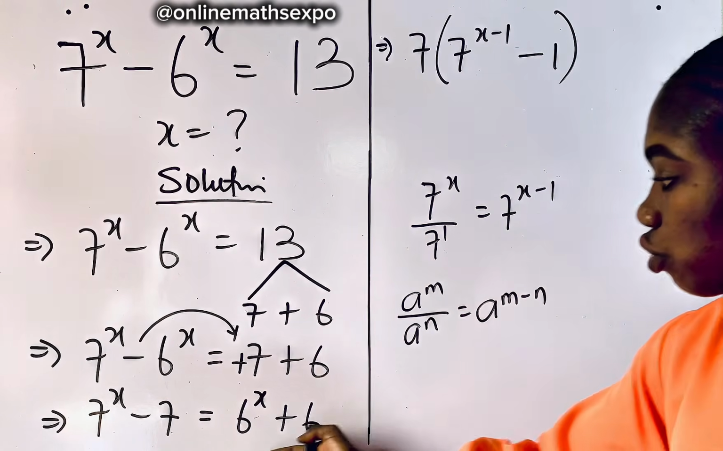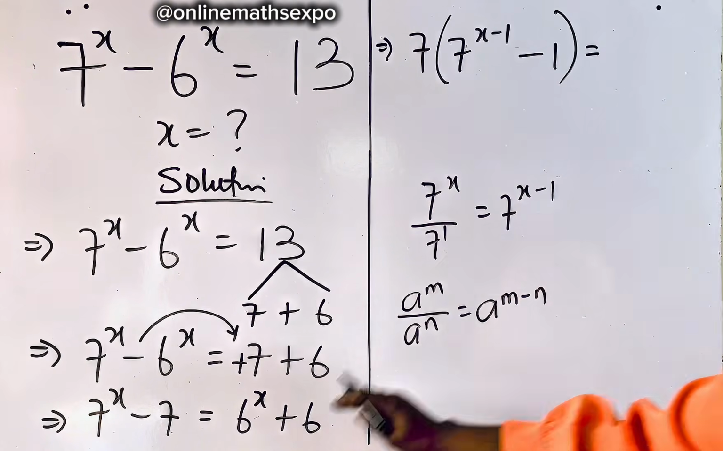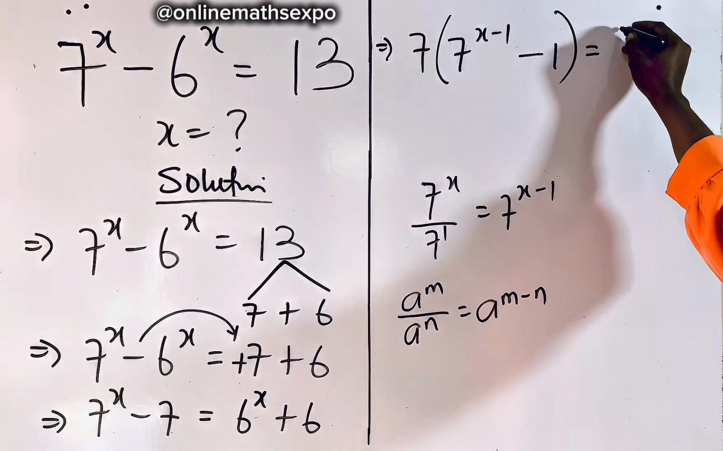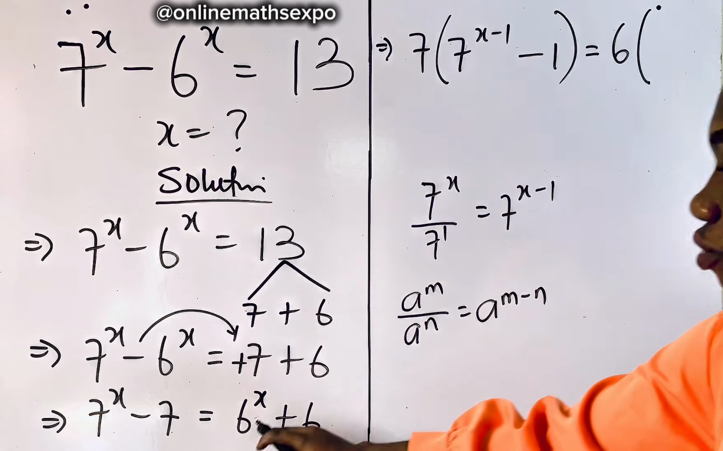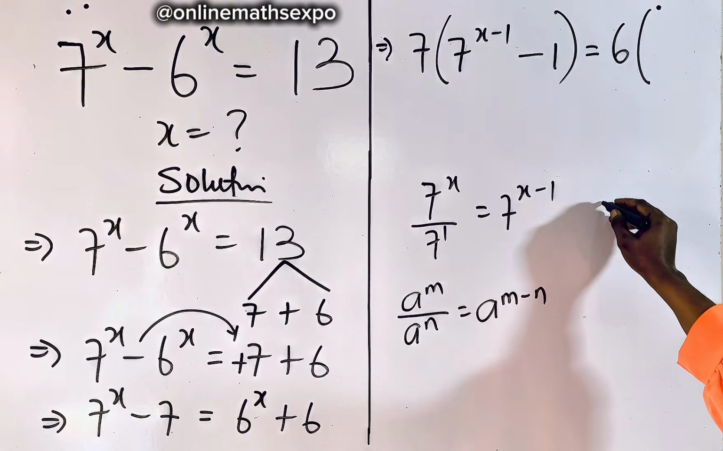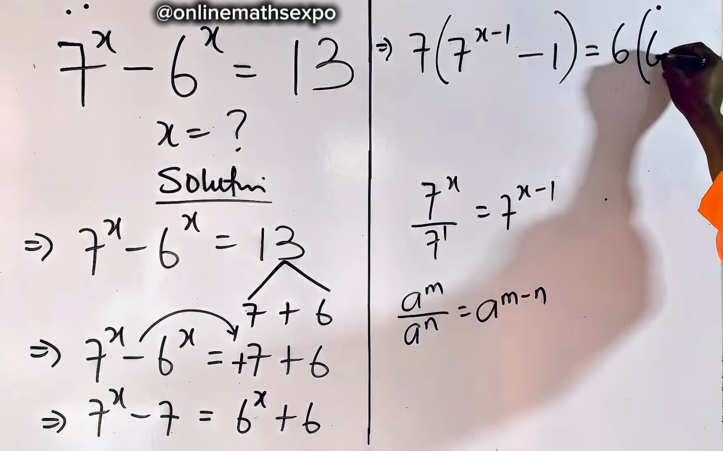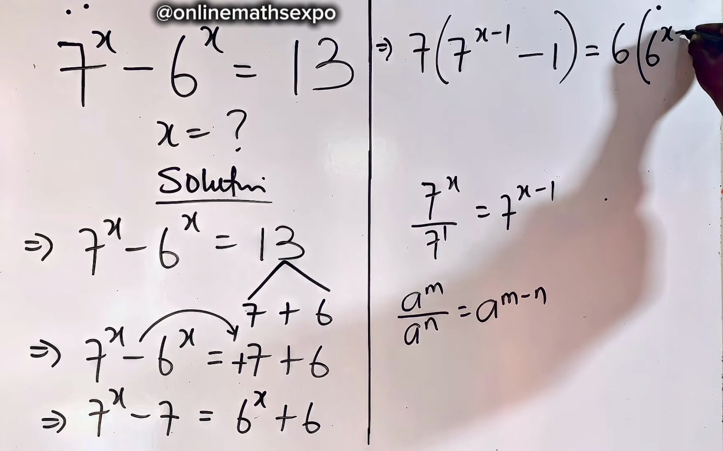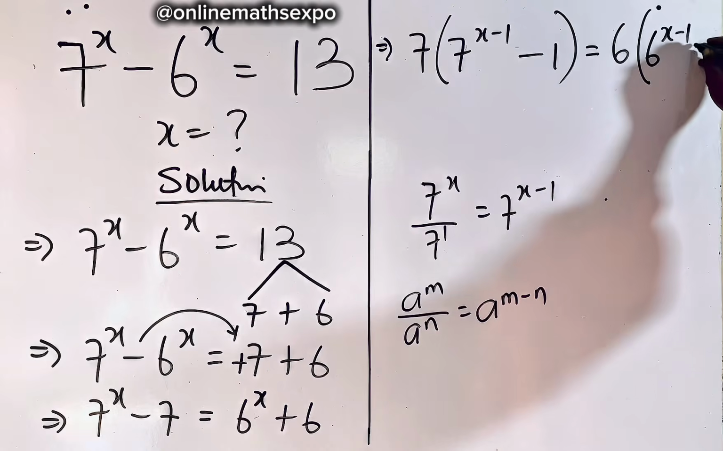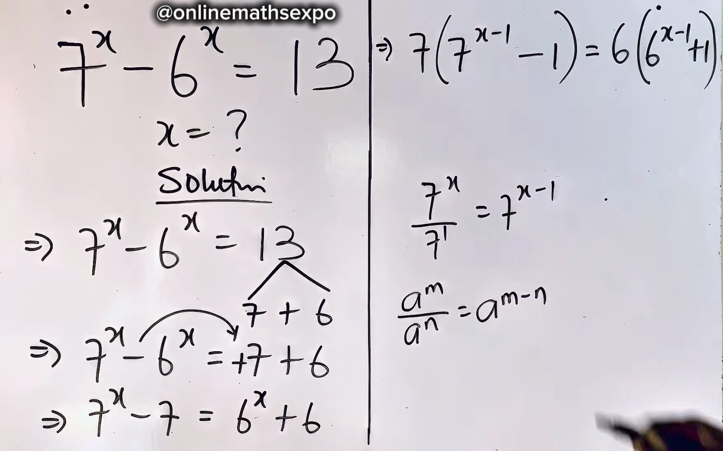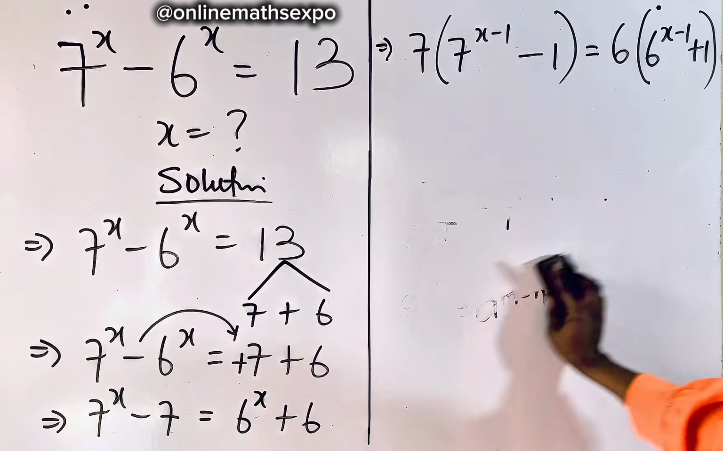You also do the same at the right side. Let's factor 6 out. So if you do that, you have 6 into, use 6 to divide 6 to the power of x. So it's going to give us 6 to the power of x minus 1. Use 6 to divide itself, it gives you positive 1. And what do we do at this point?